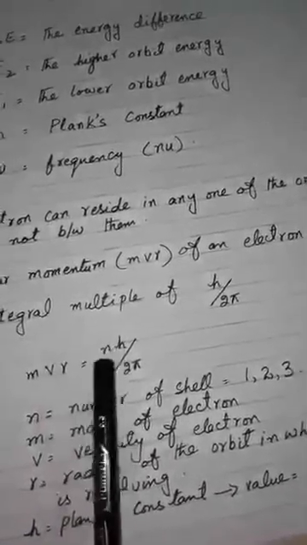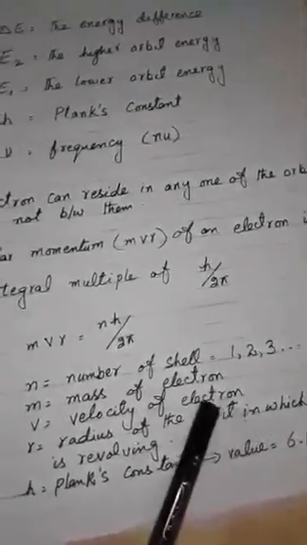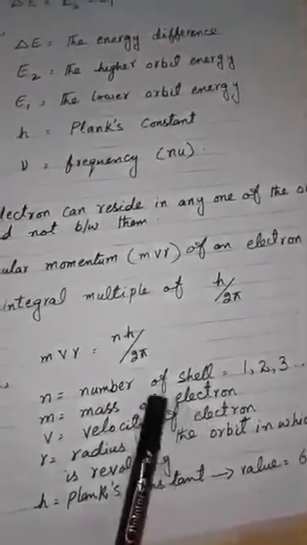So this was the mathematical calculation of the Bohr's atomic theory model, and I hope it will be clear to you.